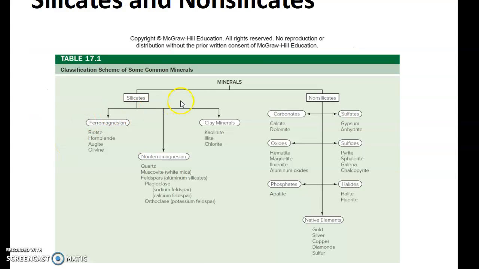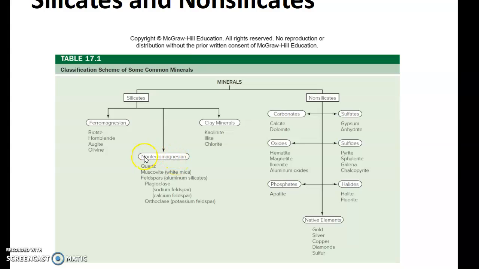So, in terms of a scheme of separating them out, you've got your silicates first. Here you've got those that have some other thing in them that will cause them to have magnetic properties. These are called biotite, hornblende, augite, and olivine. These have iron in them, in addition to the silicates. So these are iron silicates.